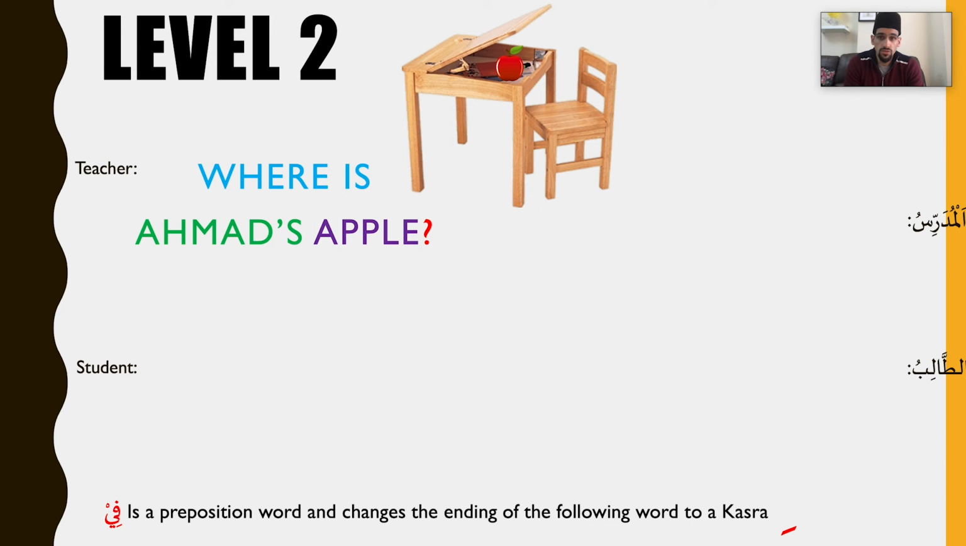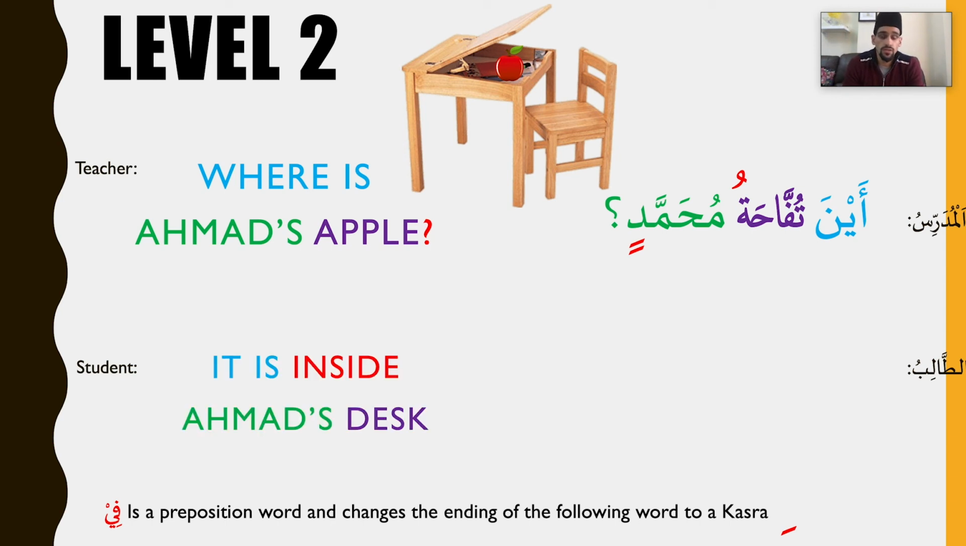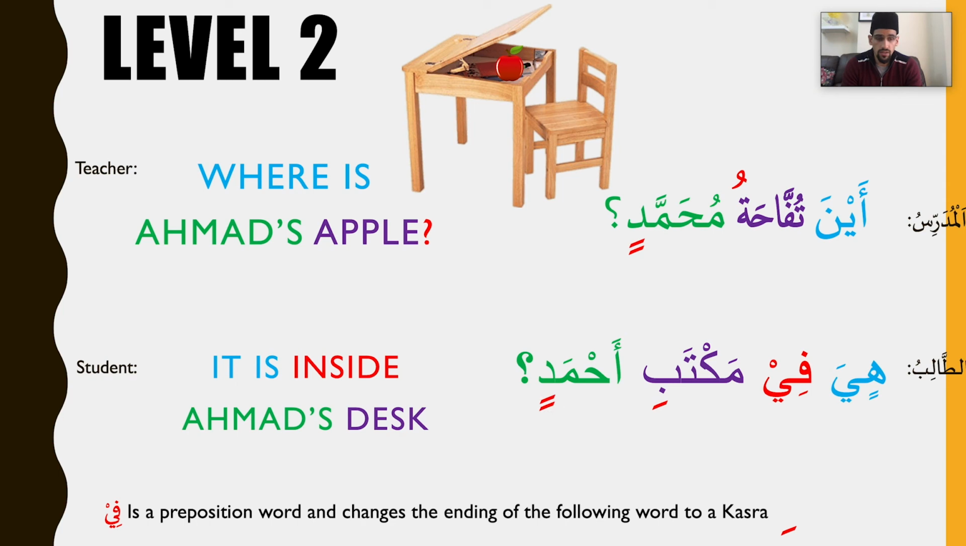And lastly, let's do one more example. The teacher says to the student, where is Ahmed's apple? أين تفاحة محمد؟ The student replies, it is inside Ahmed's desk. هي في مكتب أحمد. So remember, when you're speaking, it's very different to when you're writing. But when you're writing, note these differences. So when there is a preposition, the following word will become a kasra. When we are doing possession, over here, it will be a dhamma and then kasra tanween.